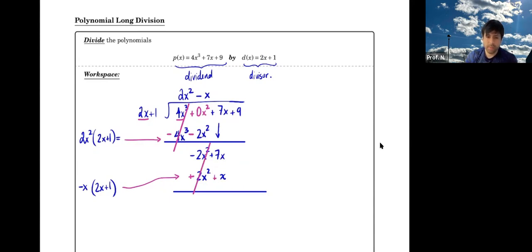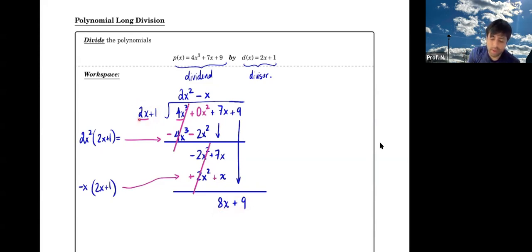And now you can eliminate the first term: the 2x squared and the -2x squared cancel. And this becomes 7x plus x, which is 8x. And you bring down the 9. Do you see we're almost there? And we ask ourselves again. The reason why we keep going is that we stop only when the degree of what's left is less than the degree of the divisor. But if you notice, both of them have the same degree of 1. So I can repeat the process once more.